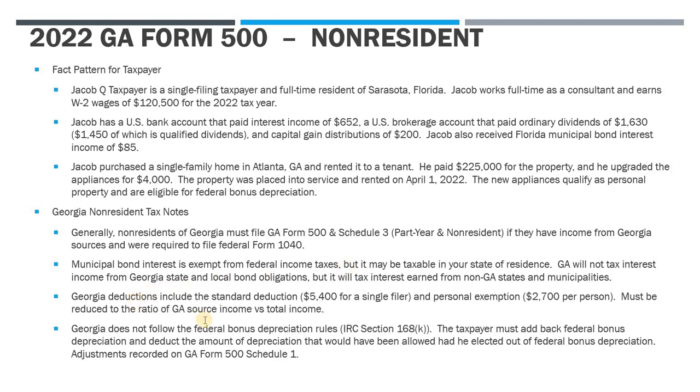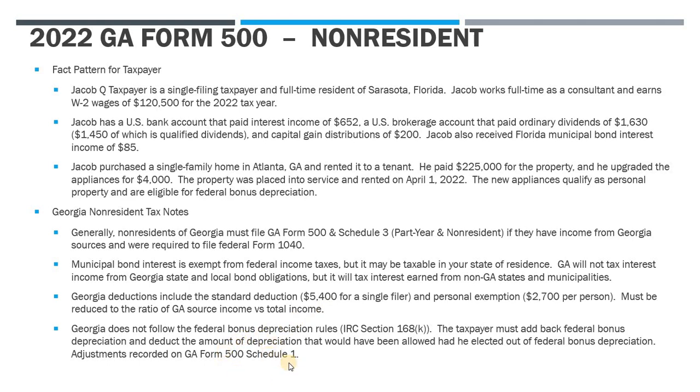but we still need to account for it when we refigure our Georgia adjusted gross income. Now, deductions that Jacob's going to be able to take here. So residents get the standard deduction, $5,400 for a single filer. You get personal exemptions, $2,700 a person. Now we're going to be able to claim these, but it's going to be a reduced amount. So what we'll see is that you have to reduce the amount of these deductions by the ratio of your Georgia source income to total. We'll have a look at that calculation later.